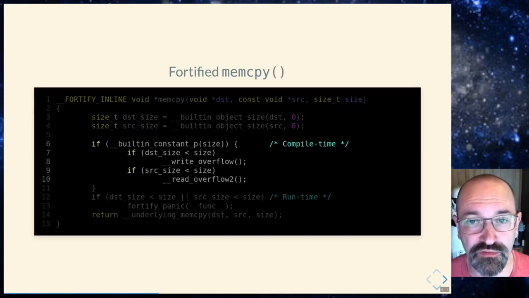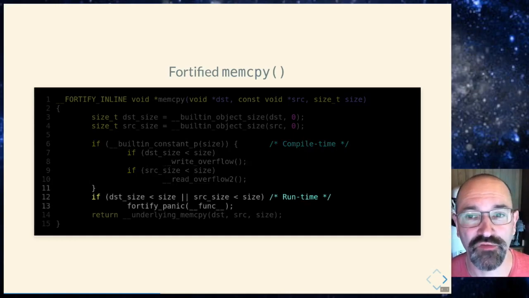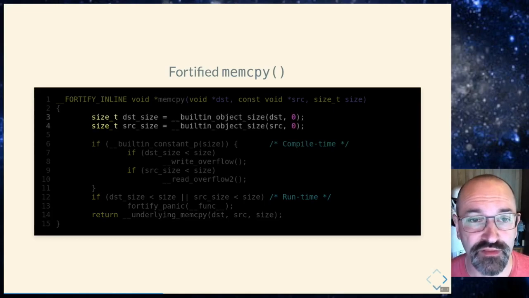Fortified memcpy will look at the length of the copy, and if that was a compile time constant, then it can fail at compile time and say, oh, our destination size is less than the constant size that we're trying to write or read. And if it can't know the size at compile time, then it can do a runtime check against the destination and source sizes and panic at runtime. If everything else checks out, we call the underlying memcpy and the actual copy occurs. So again, the key point here is __builtin_object_size.